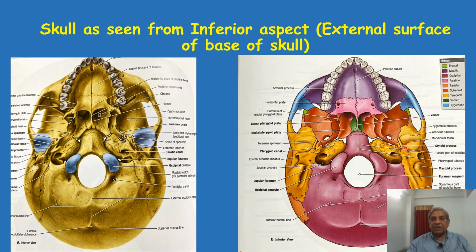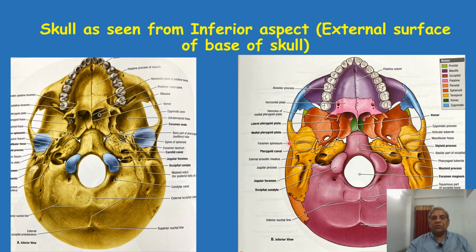This is called the mandibular fossa, anterior to which is a raised area, that is the mandibular tubercle. In front of it is the temporal fossa. Then you can see there is an opening seen here on either side. This opening is the opening of the external acoustic meatus, which we have seen in the lateral view, and posterior to this is the mastoid process of the temporal bone.